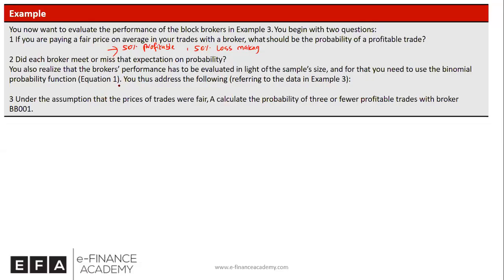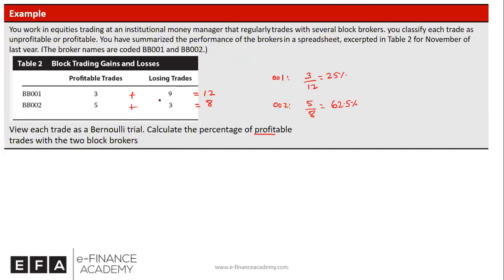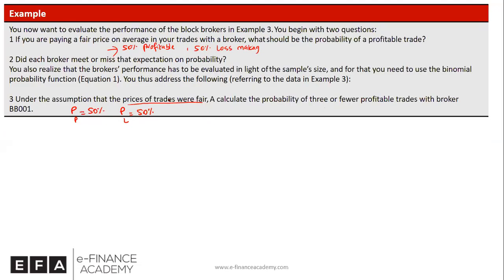Because we are making the assumption that the prices of trades were fair, the probabilities that we will use will be the ones that we discussed in the first question. So we would assume that the probability that the trade would be profitable, the P is for profitable, is 50%. And the probability that it will be loss making is also therefore 50%. If we go back to the previous example, the total number of trades in the sample was 12. So the N in this case would be 12.